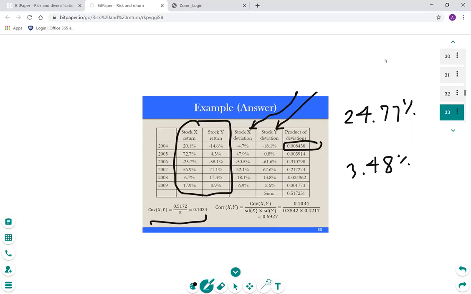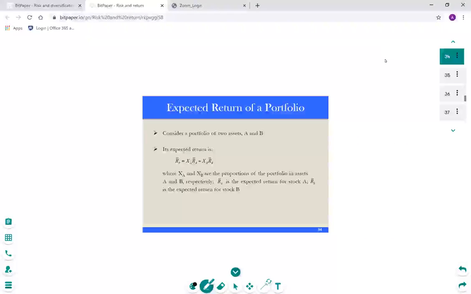Then the correlation can be found by just taking that covariance and dividing it by the product of the individual standard deviations. And when you work that out, you'll get 0.6927. You can do that on your own. So those were some sample statistics for those two stocks.